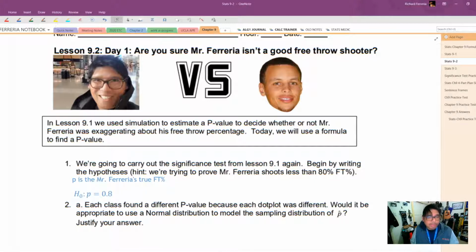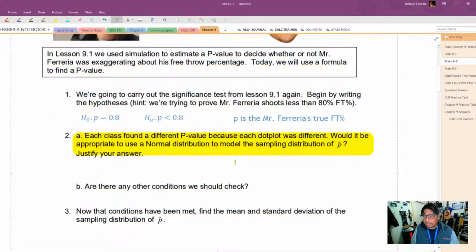But for the alternative hypothesis, we're going to have to do a little bit more digging. What do we want to prove? The same hint says we want to prove that Ferreira shoots less than 80%. So I think that should be my alternative: p less than 80%.